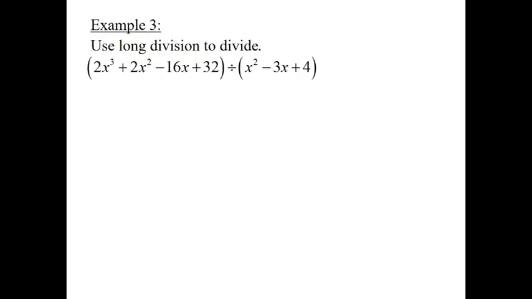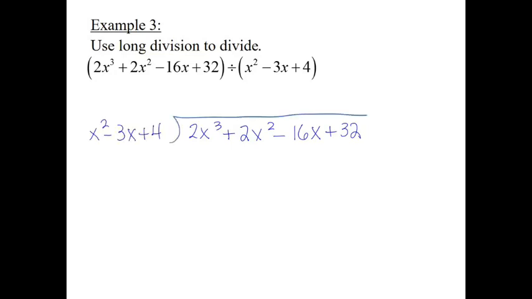Alright, now this one's a little harder because we're dividing by an x squared. There's 3 parts to our divisor. So we have 2x cubed plus 2x squared minus 16x plus 32. Divide that by x squared minus 3x plus 4. So, multiply by 2x to get x squared times 2x is 2x cubed.